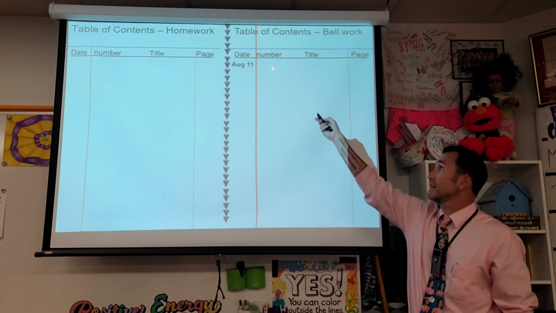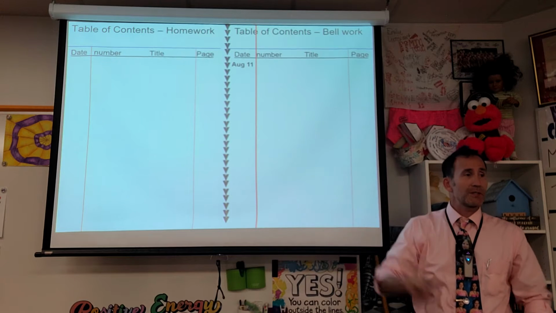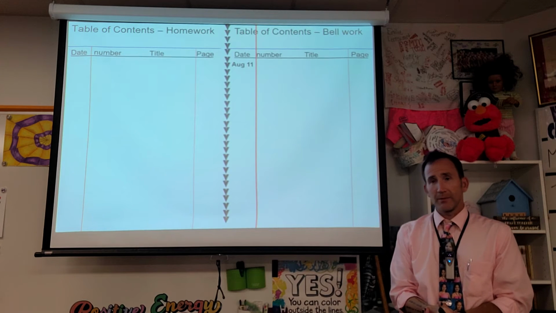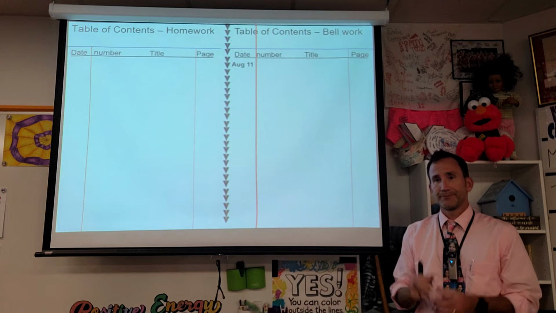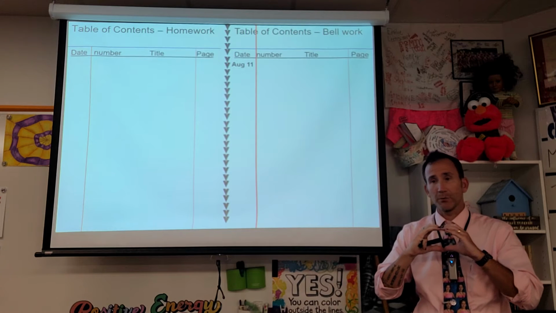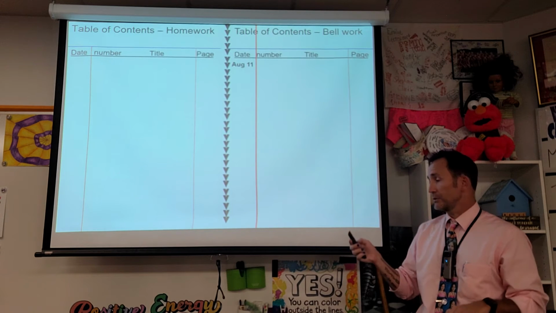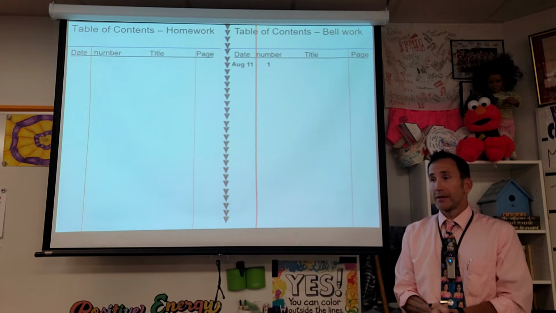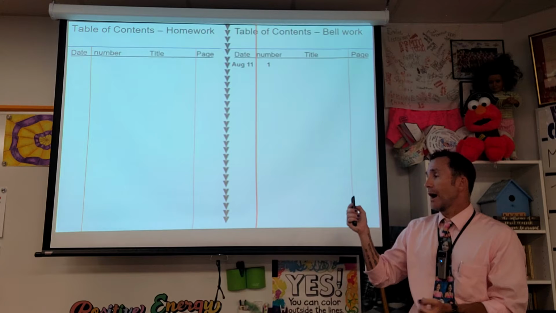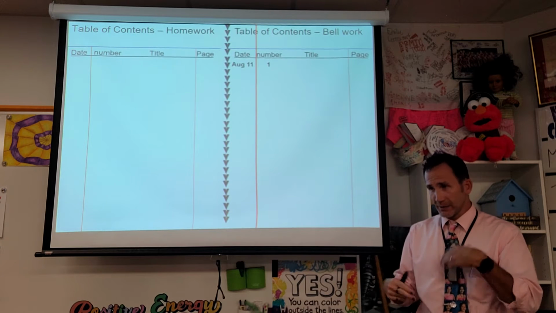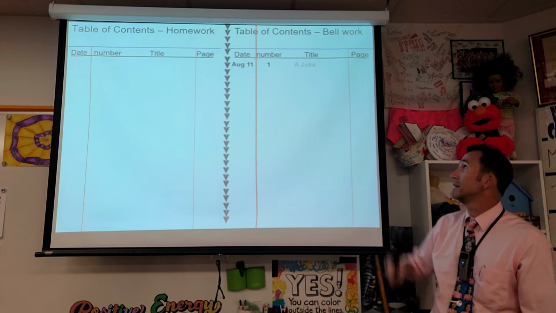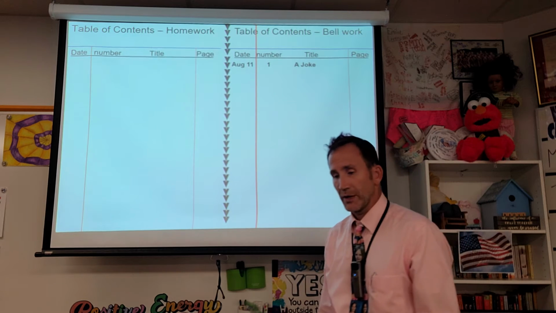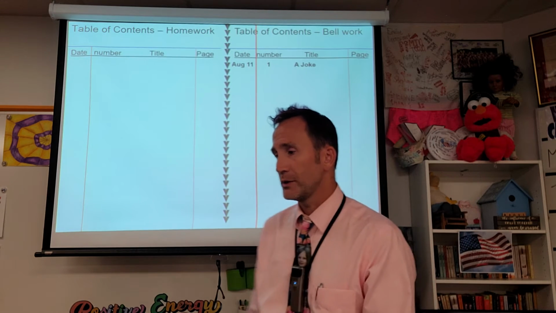Then, where it says number, this is what number assignment this is. How many bell works have we done? 1. 0. What's 0 plus 1? 1. It's a little scary. So you put down 1. Then for the title, I will tell you each day whatever assignment it is, what it's going to be called. This first one's name is A Joke. Try to make it nice and easy on you. So we're going to call it A Joke.